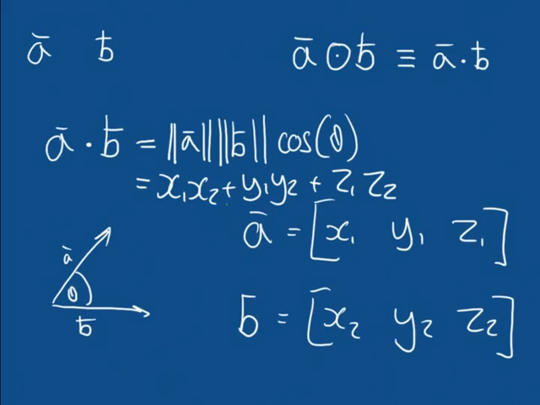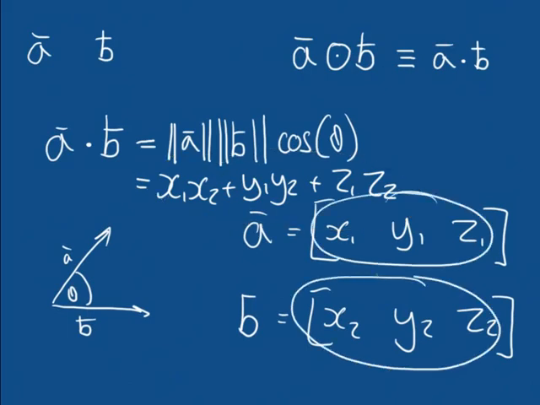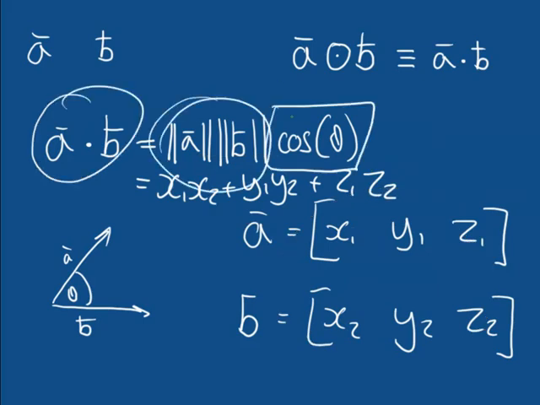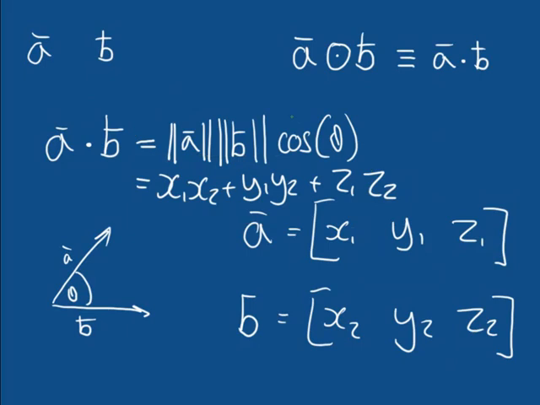Now this component definition of our dot product is incredibly useful to us because if we know the components of two vectors, then we can use this component definition of the dot product to find the value of A dot B. And if we know the value of A dot B, and we know we can calculate the length of both of the vectors if we know their components, then we know A dot B, we know the length of the vectors, and we can find the angle between those two vectors.